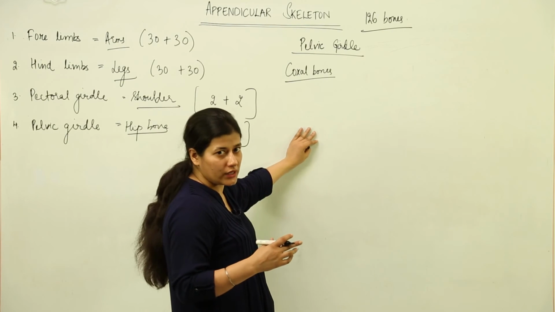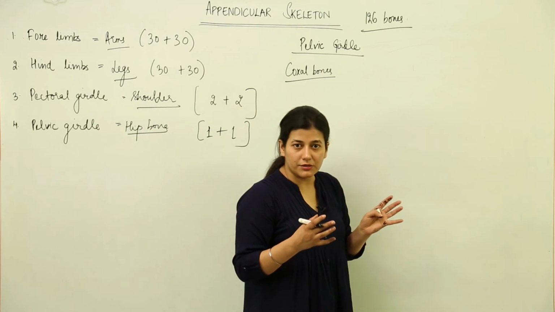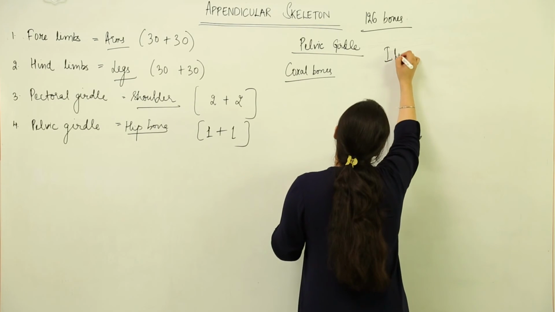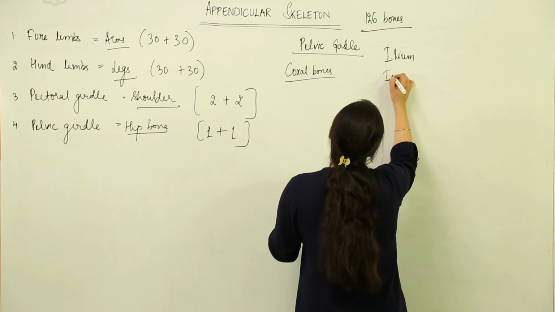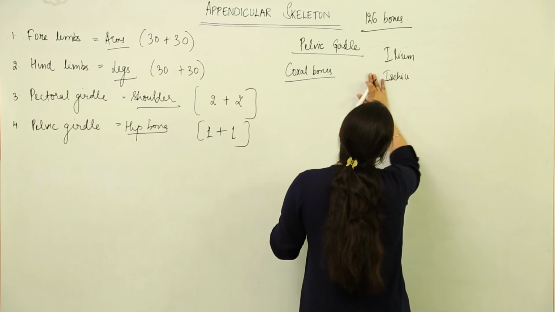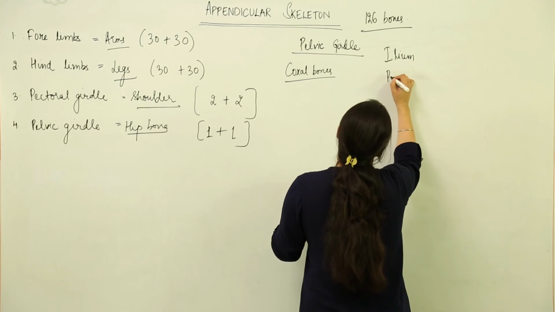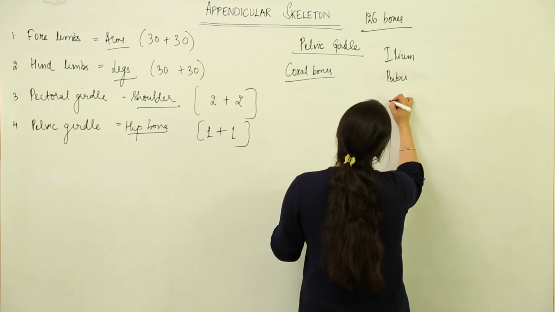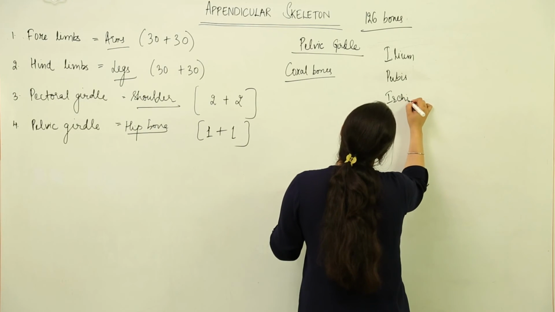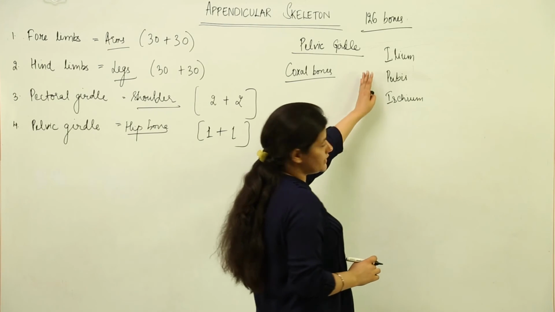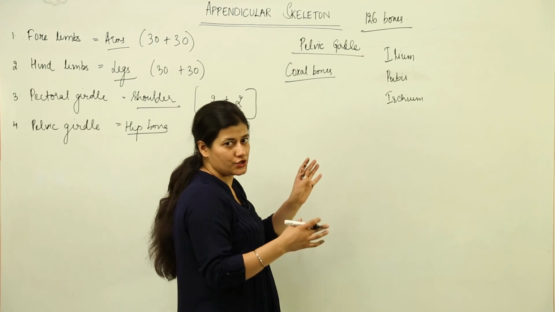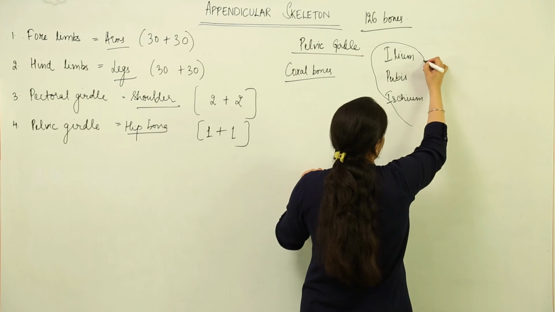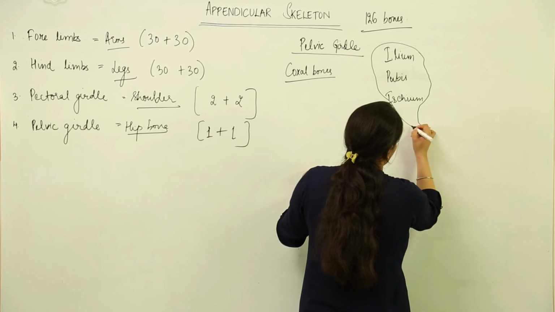Now in the pelvic girdle there is a fusion of triangular bones which are arranged in the manner I am going to write. There are three bones: ilium, pubis and ischium, written in the order they are present from anterior to posterior. So these three bones are fused in such a way that supposedly this is the ilium, this is the pubis, and down there lies the ischium. There is an arrangement.